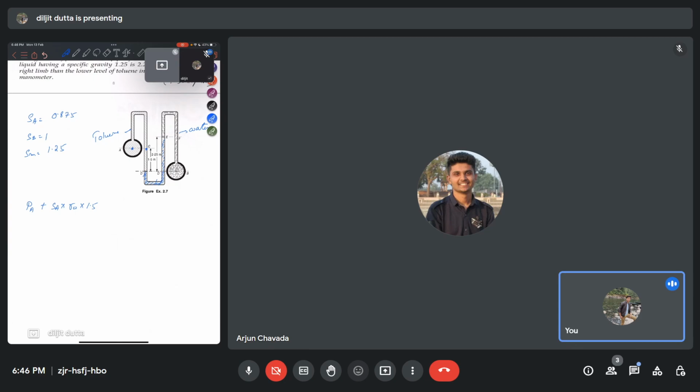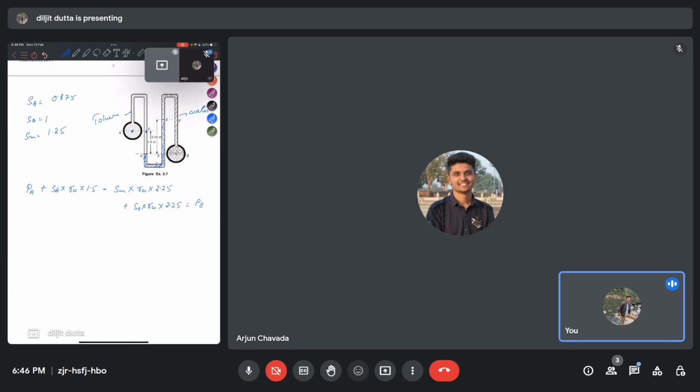And since it is moving up, pressure will be decreasing from D to E. So minus of S of manometer into gamma W into 2.25, and now E and F will have same pressure value because it is the same fluid, and F to B the height is again 2.25 plus SB will be 1 into gamma water into 2.25 equals to PB. So we have to find PA minus PB, so that's all.